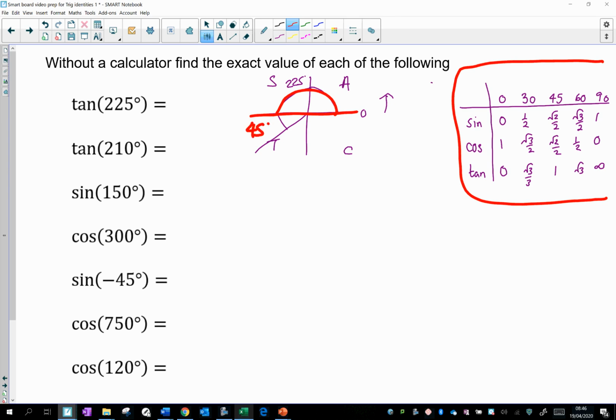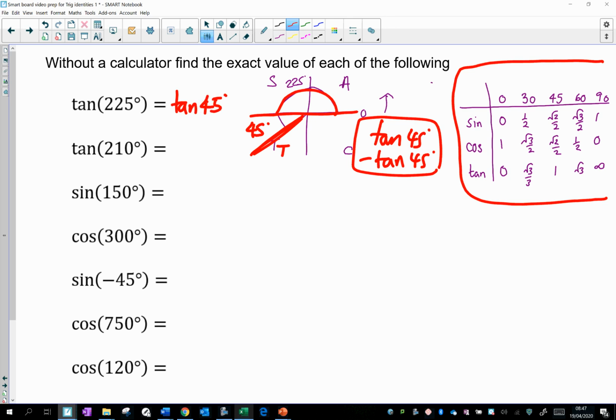What that means is that tan 225 is either going to be exactly the same as tan 45, or it might be the negative version of tan 45. So what we're actually doing is writing each angle in terms of an acute angle. To decide whether it's the positive or the negative version, just look at which section this line is in. This line is in the T section, which means tangents are positive, so tan 225 is the same as tan 45. We know from this table over here that tan 45 is just 1. So the answer to the first one is just 1.